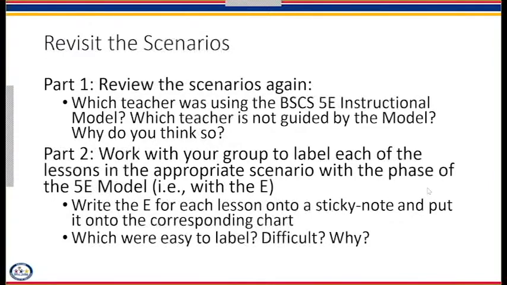Which one was the engage? Which one was the explain, explore? And just go ahead and take about a minute and see if you can label them and pick them out.